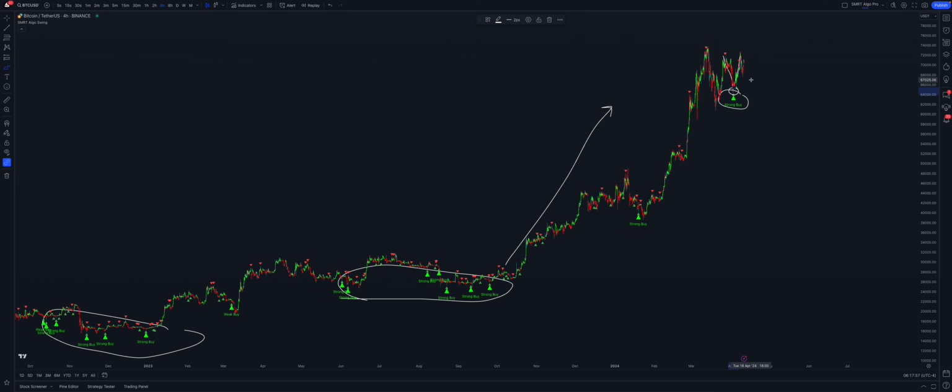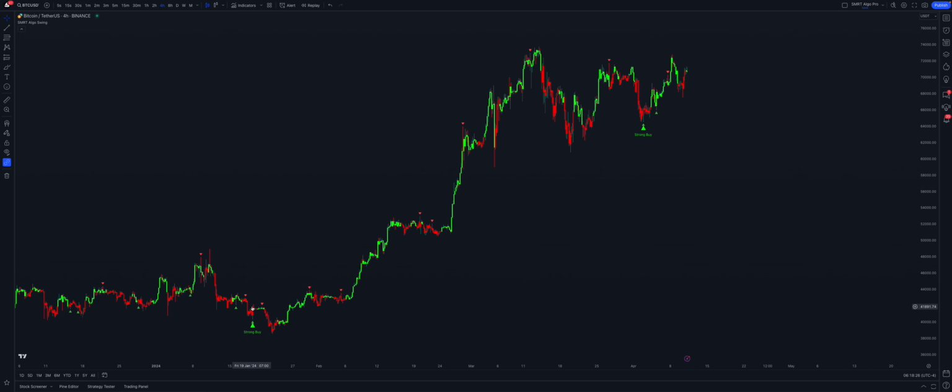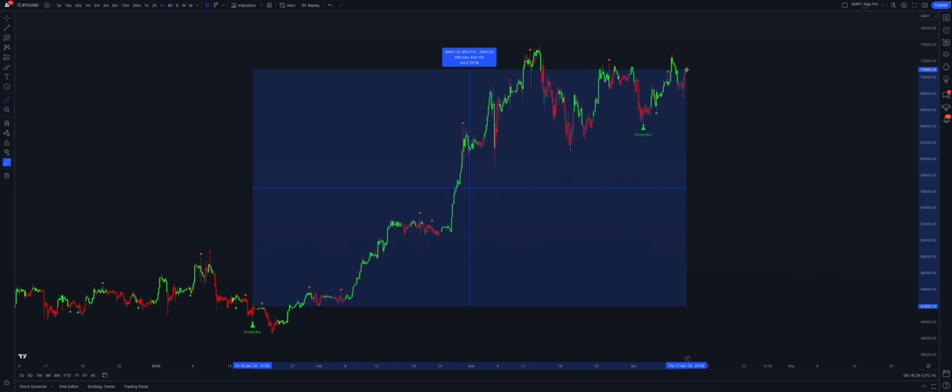By the way, guys, these signals do not repaint, so they are real-time buy and sell signals. So if I zoom in, you can see we had a strong buy signal on the 19th of January. And if you entered here, you would have made over 69 or 70% on your return.